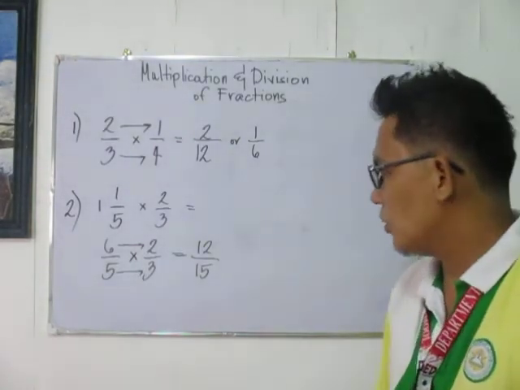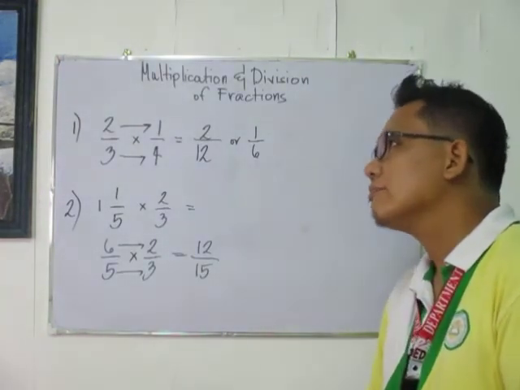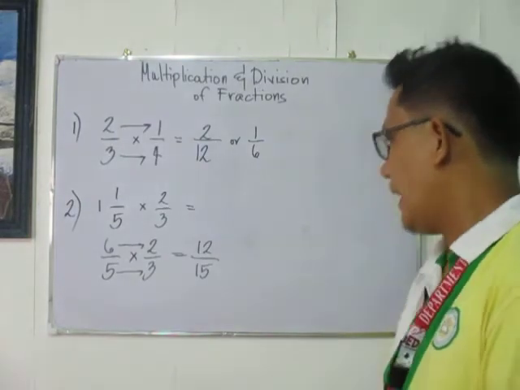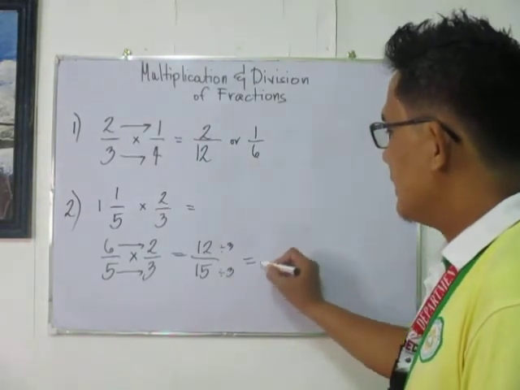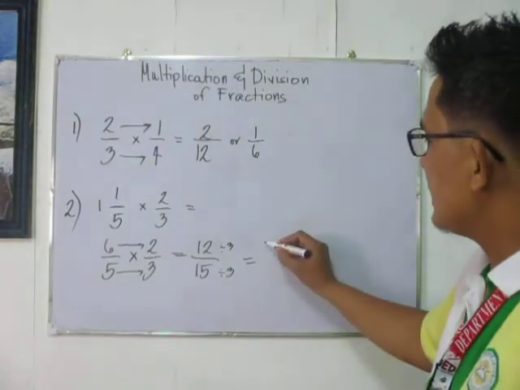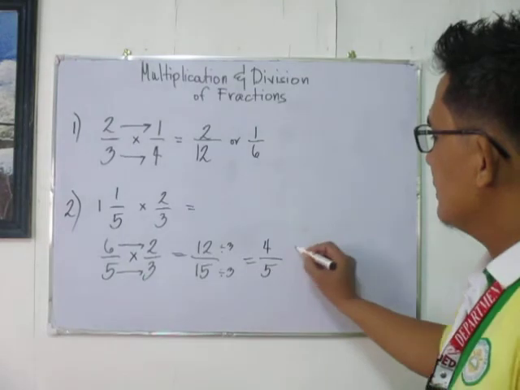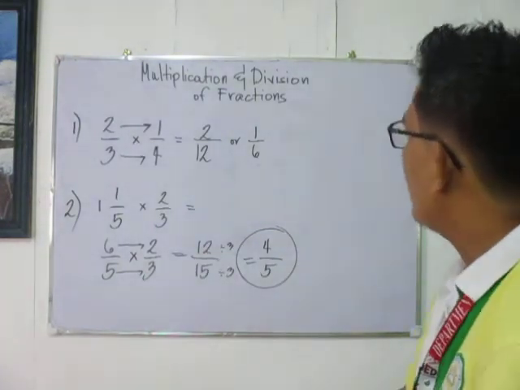So how about our 12 and 15? Do we have a common number? 2? No. 3. So divide this by 3. 12 divided by 3 is 4, and 15 divided by 3 is 5. So we will have our answer, which is 4 over 5.